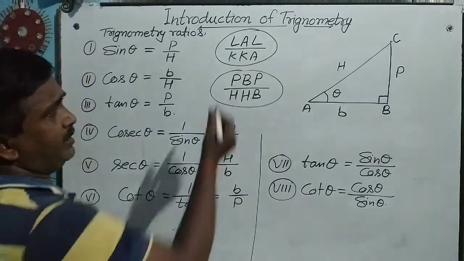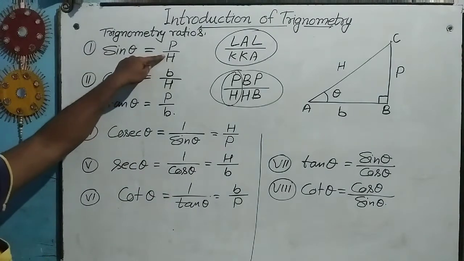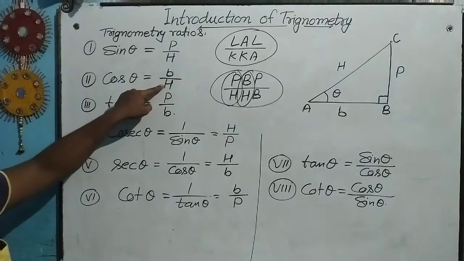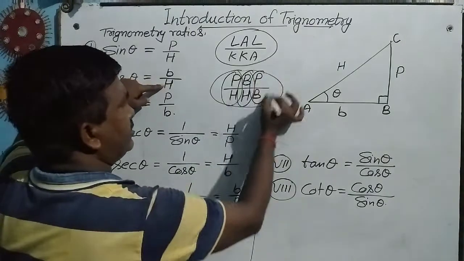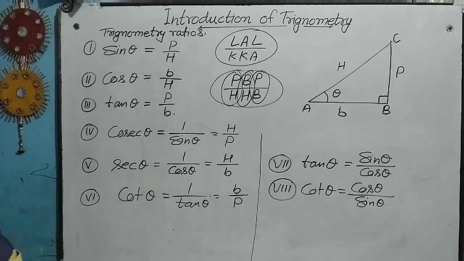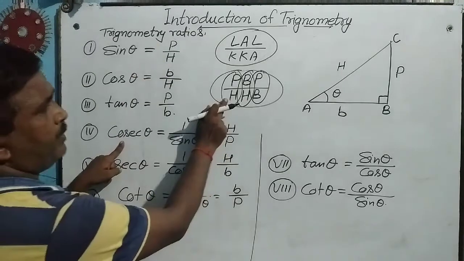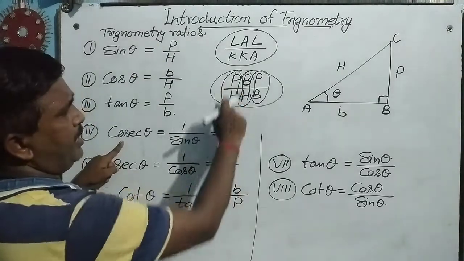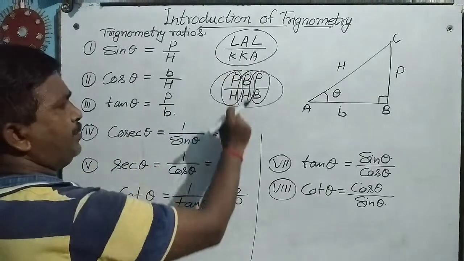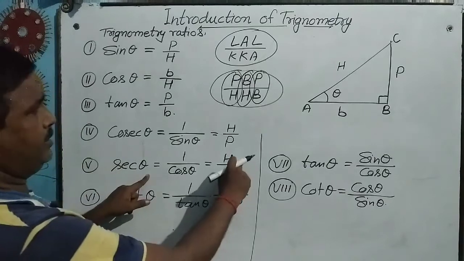Now what is here? At the first place you will get sin, at the second place you will get cos, and at the third place you will get tan. And by inverting them, first H upon P, the inverse gives you cosec, and H upon B gives you sec.